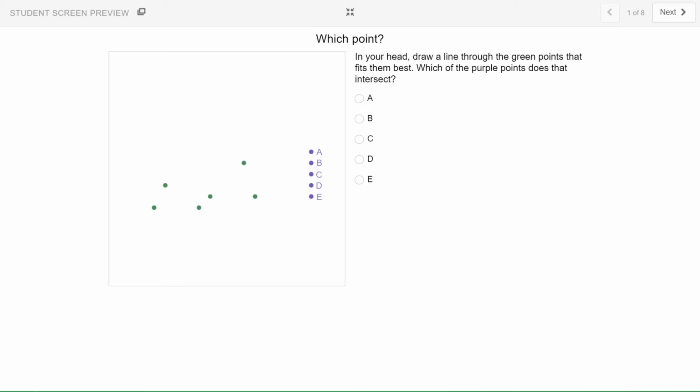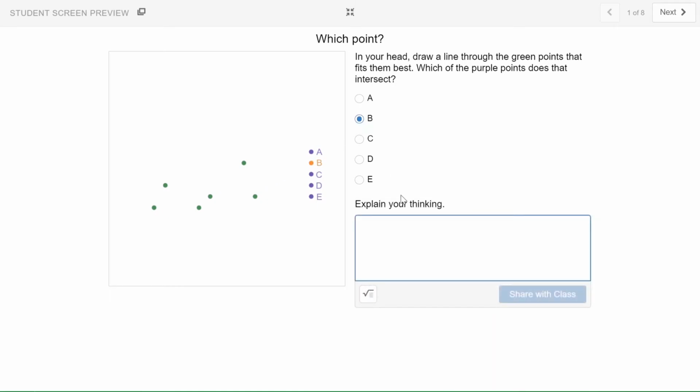This is a Desmos activity called Line of Best Fit. We are asked to draw a line through the green points that fits them best, and which purple point that line might intersect. I think my line would go right about here and intersect with purple point B. I drew a line in my head.